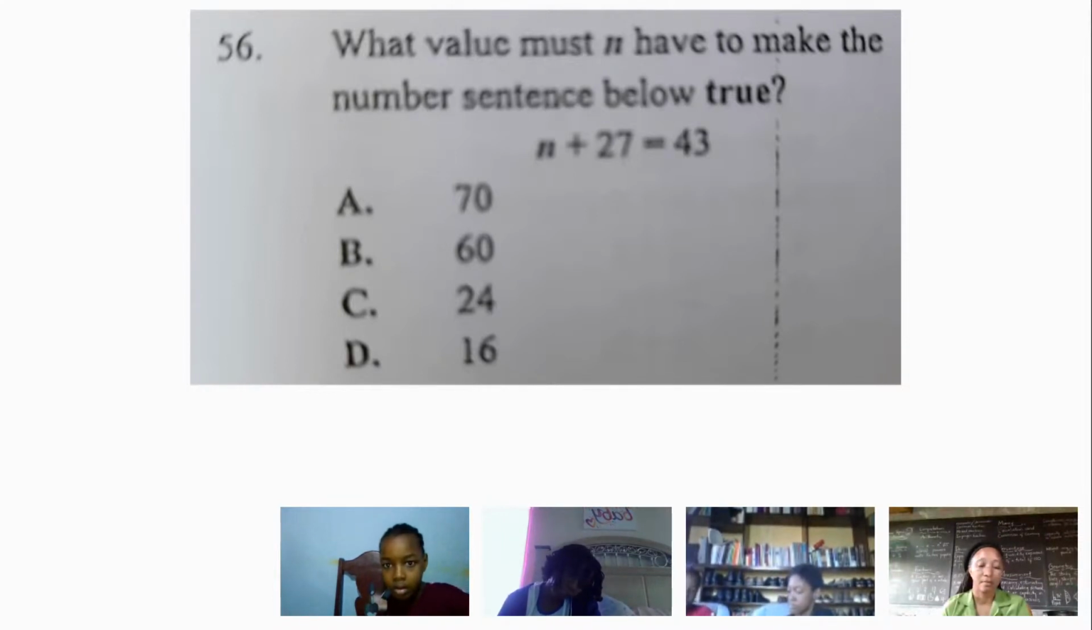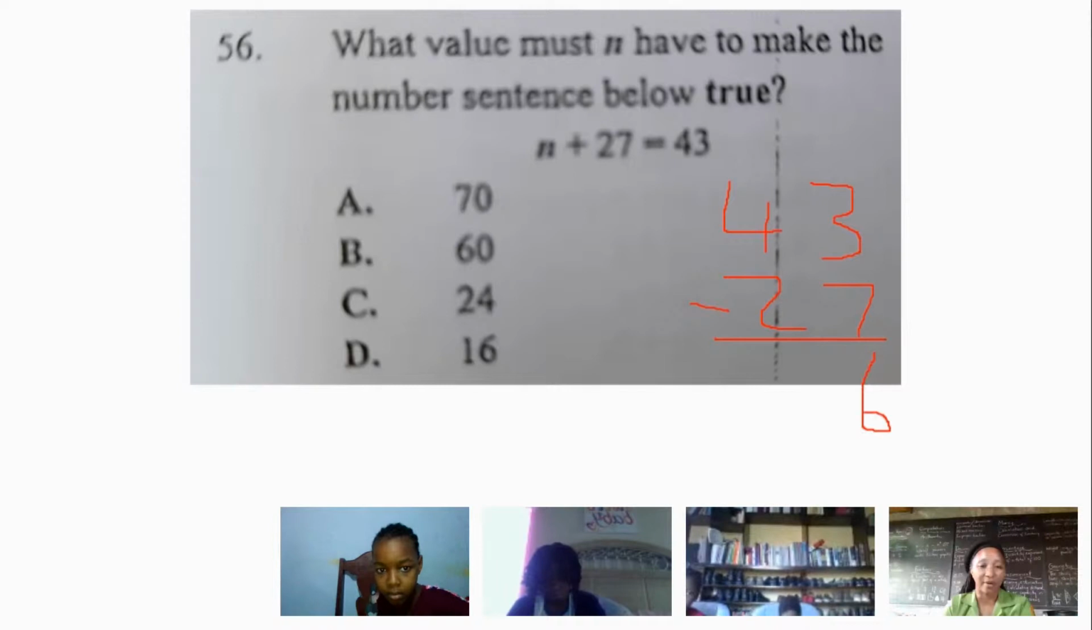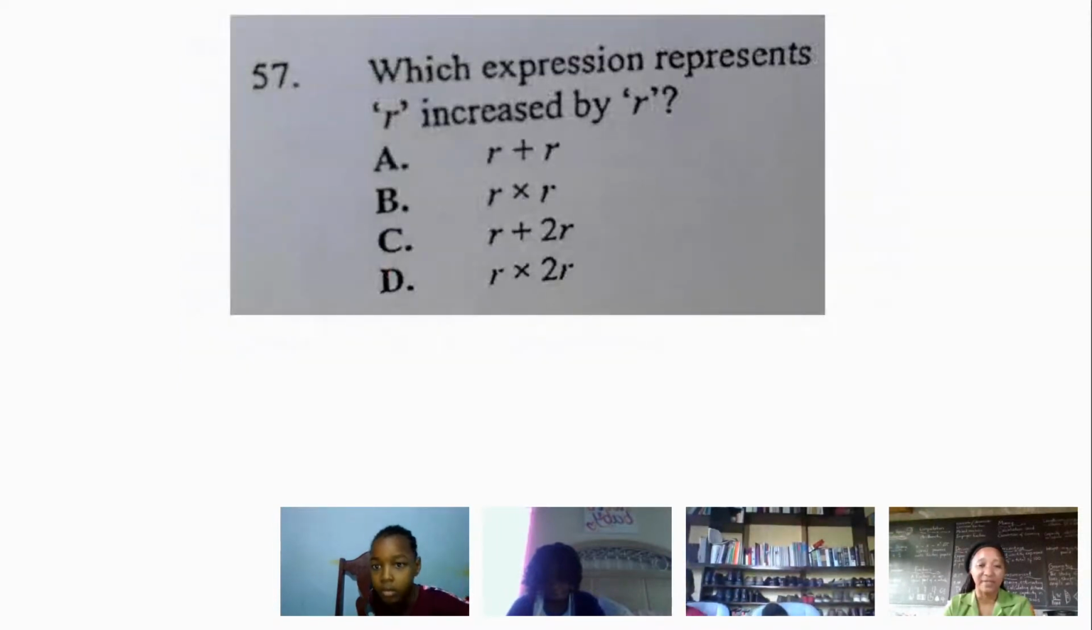Miss, the answer would be 16. And how did you get 16? So, miss, I said n is 43 minus 27. All right. So to see what we add to 27 to get 43, we take 27 from 43. And yes, we do indeed get 16. That is correct.